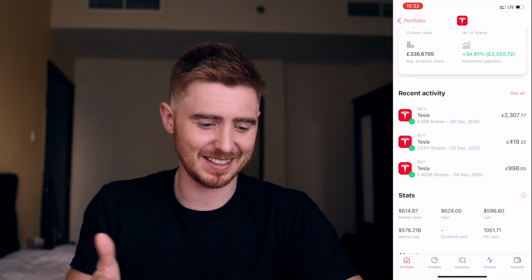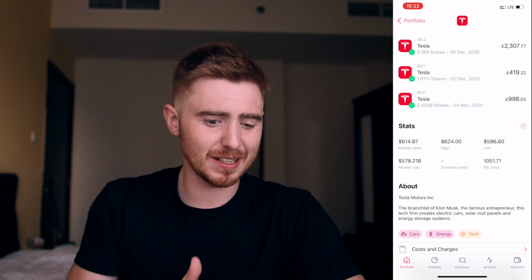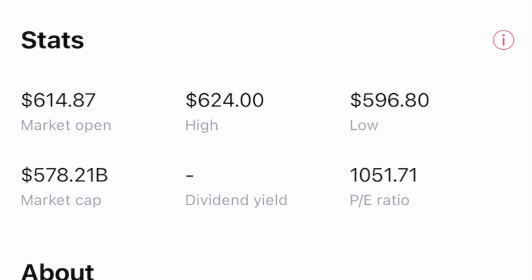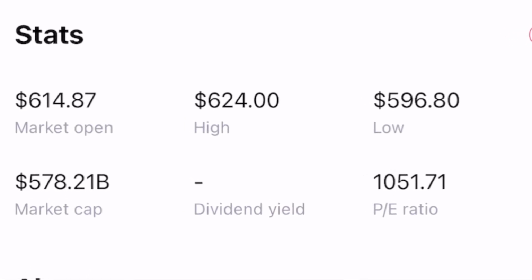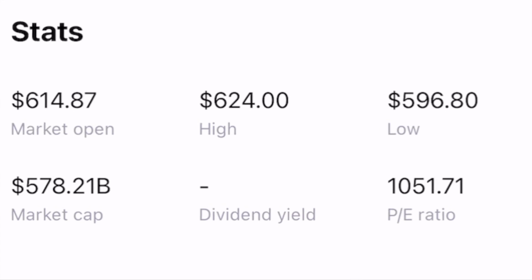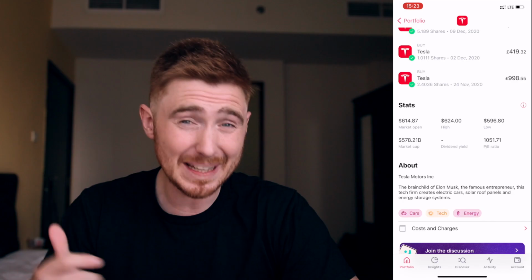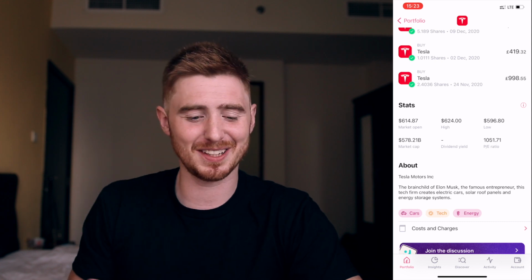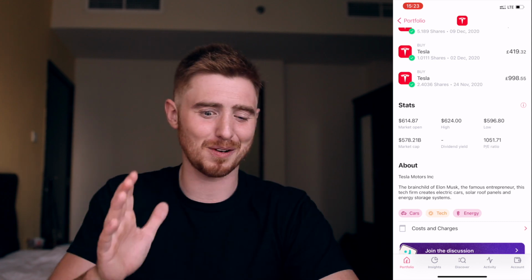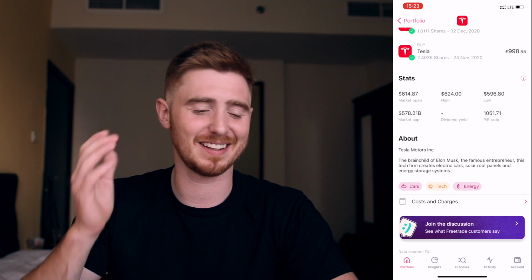You can see buys, sells, all of this. In the stats section, you've got the market open. This would have been the last trading day because the market's not currently open. The high, the low. The market cap is basically what every single stock added together is worth. So the company is worth $578 billion, which is, you know, way too high. You've got the PE ratio, 1051. I won't go into what PE ratio is in this video. If you'd like to know that, I will make another video because I'm going to be making investment basics.